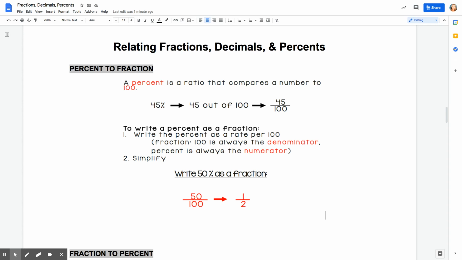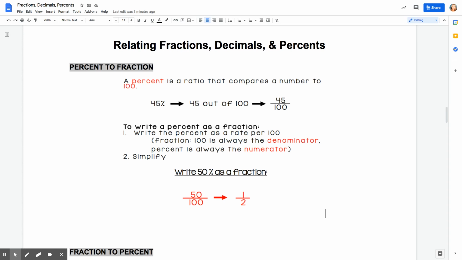So for example, here you have 50 over 100. In order to simplify that, what would you do? You would show me, okay, divide by 50, divide by 50. 50 divided by 50 gets you 1. 100 divided by 50 gets you 2. Once this is finished, that would be your answer. The answer would be 1/2.